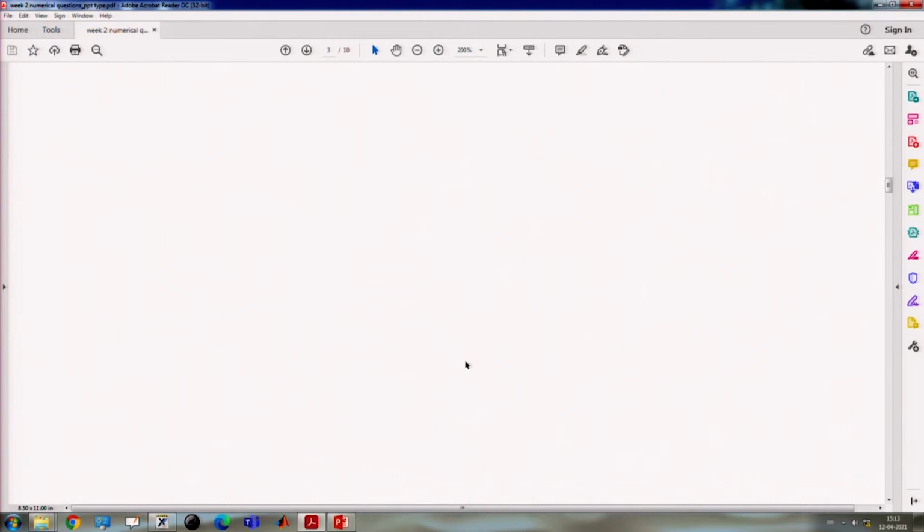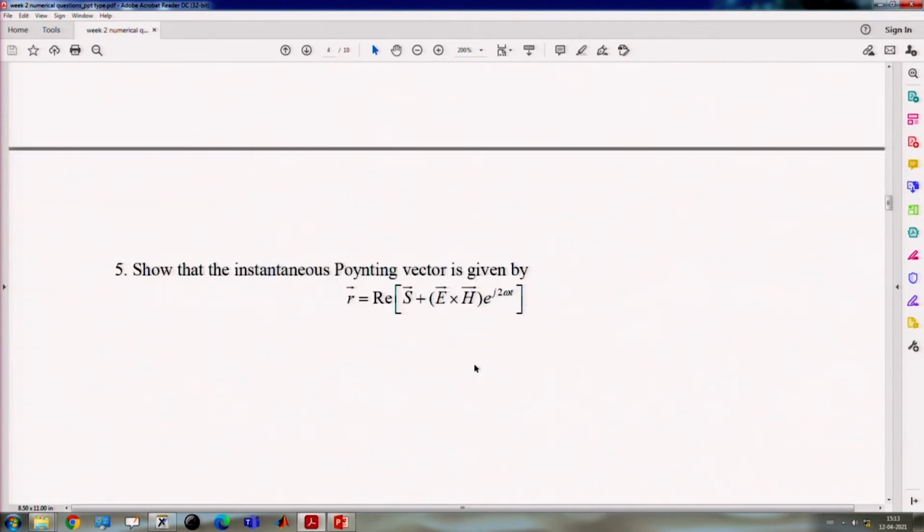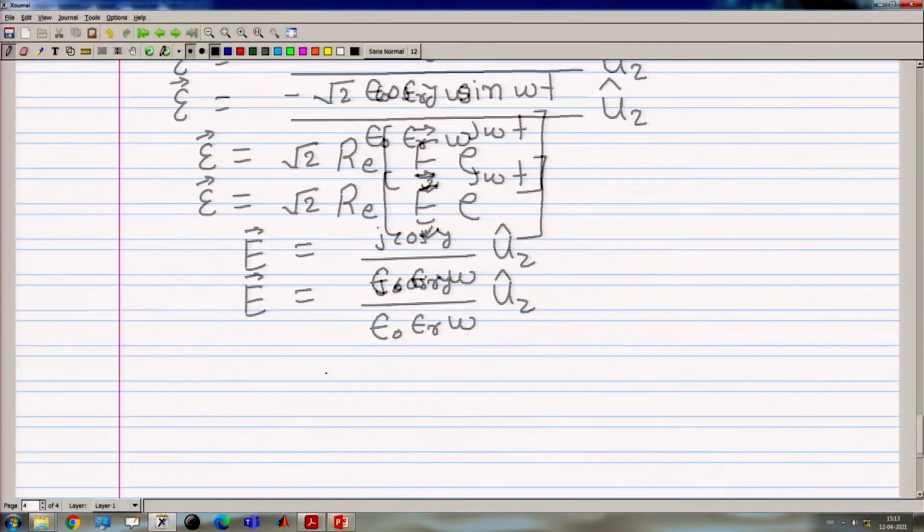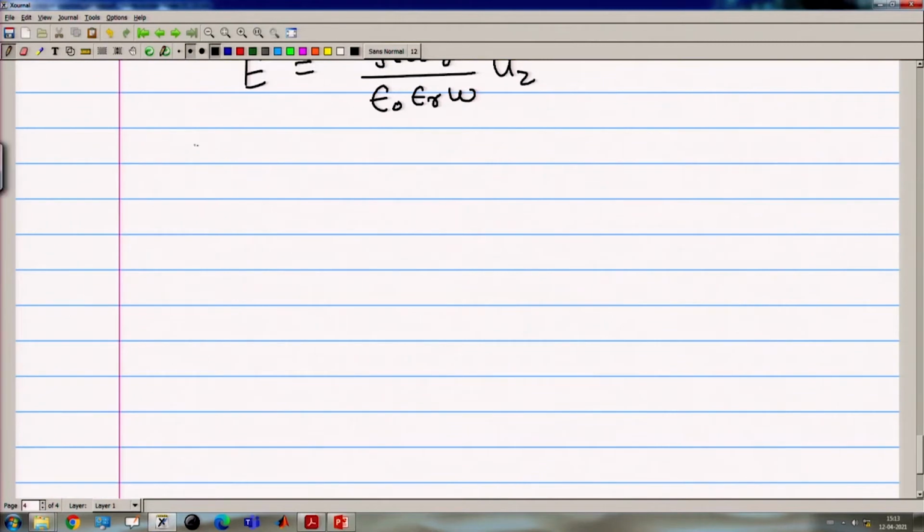Next problem is that the instantaneous Poynting vector is given by vector r, the instantaneous Poynting vector, equal to real part of (s plus E cross H) into e to the power j omega t. So, we have to prove that the instantaneous Poynting vector equals the real part of s, the complex Poynting vector, plus E cross H e to the power j 2 omega t. So, here we have to derive.